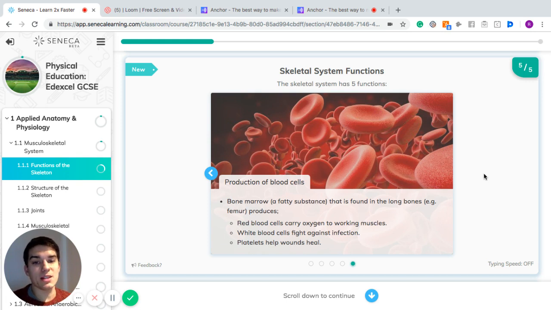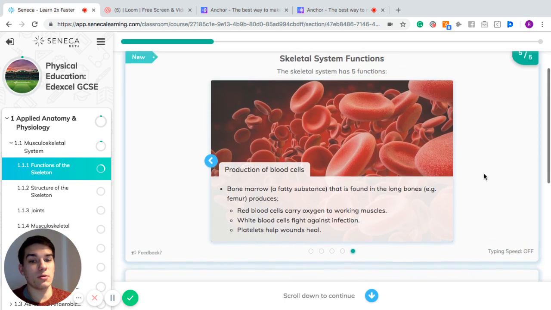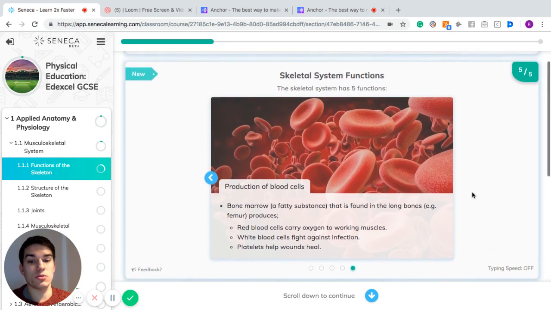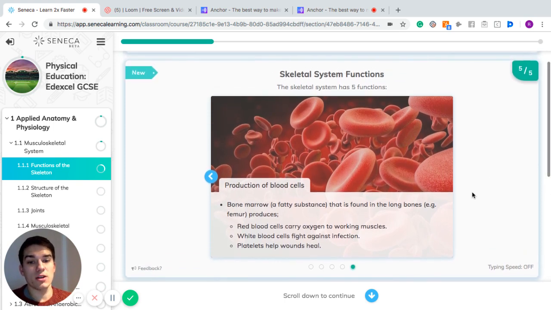That happens in the bone marrow, which is a fatty substance that you find in the long bones in your body. An example would be your femur in your leg. The bone marrow produces red blood cells, which help carry oxygen to working muscles, white blood cells, which help fight against infection, and also platelets, which help wounds heal, and that would include cuts, bruises, things like that. So obviously all 3 of those different types of blood cell have a sort of use within sport.